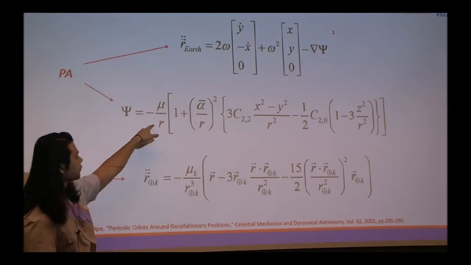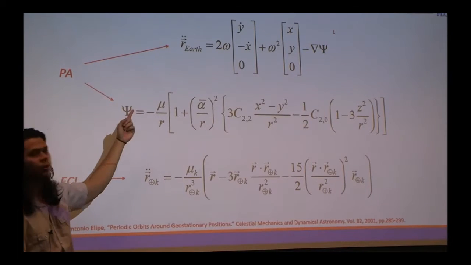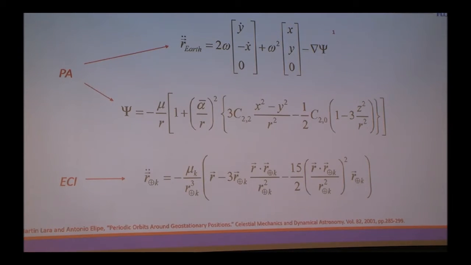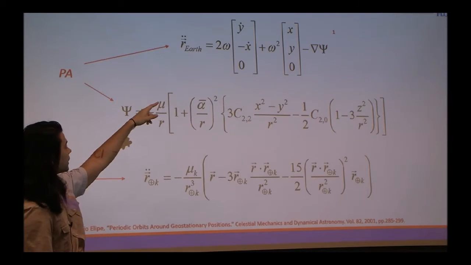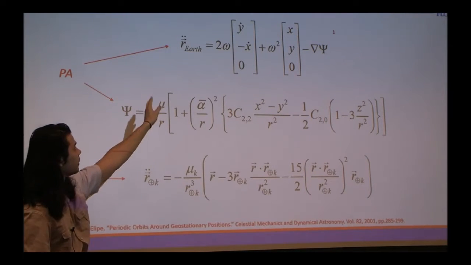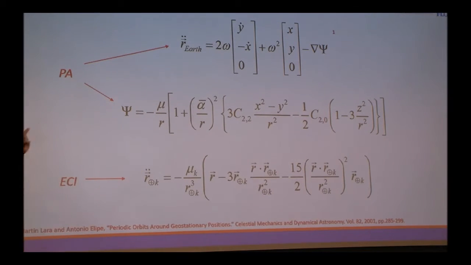We have a potential function of negative mu over r, where mu is the gravitational constant from the Earth. And then if you plug it back into this equation, if you were to take it from ECI like we have been doing, all these omega terms go away, and you get basically negative mu over r cubed, which is what we expect, times r hat, or r rather.